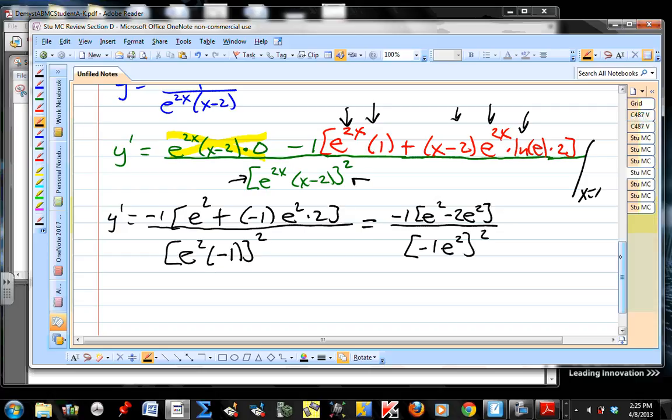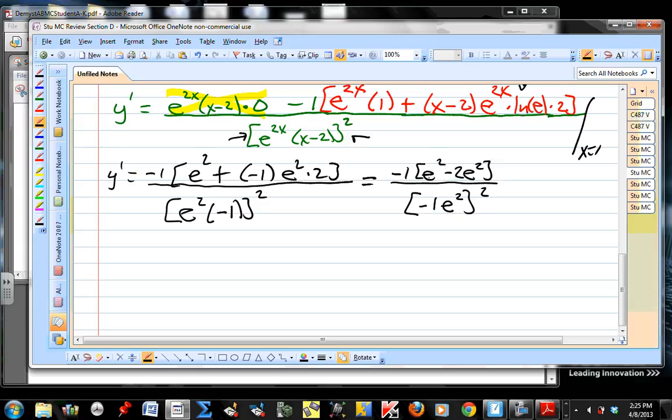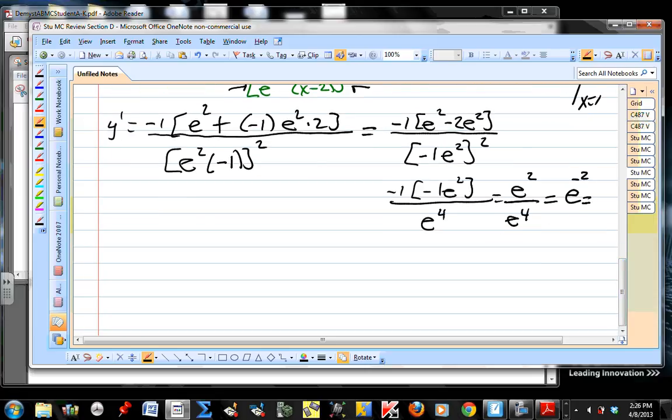All right, we're getting somewhere. It's getting kind of cramped, so let's do this. E squared minus 2e squared is negative 1e squared. Negative 1 squared is 1, e squared squared is e to the 4th power. On top, negative 1 times negative 1 is positive 1. E squared over e to the 4th power. You remember, if you divide terms of the same base, you keep the base the same and subtract the exponents, 2 minus 4 is e to the negative 2nd power, which we'll just call 1 over e squared.